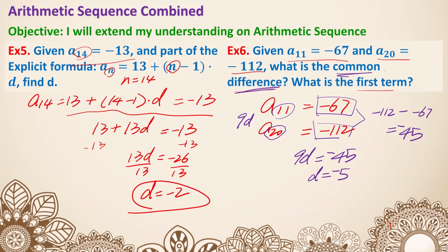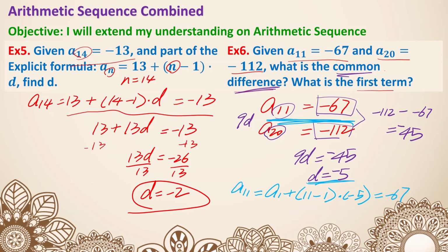So now we found the common difference. Then it's asking to find the first term. So that means you are now given a specific term and the common difference. Then it becomes the same as example 3, 4, or 5. So we can set up using the explicit formula. Let's say we want to use a sub 11. A sub 11 equals, we don't know a sub 1, but we do know n is now 11 minus 1 times negative 5. That equals negative 67.